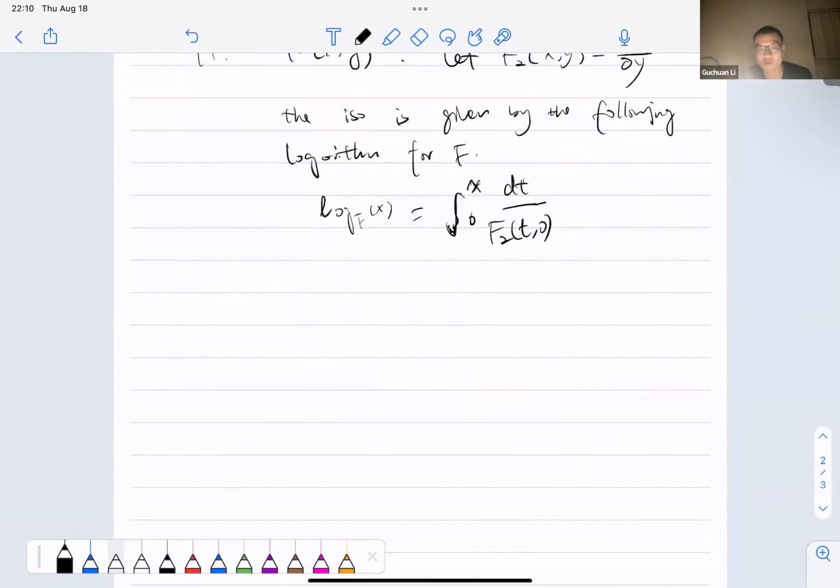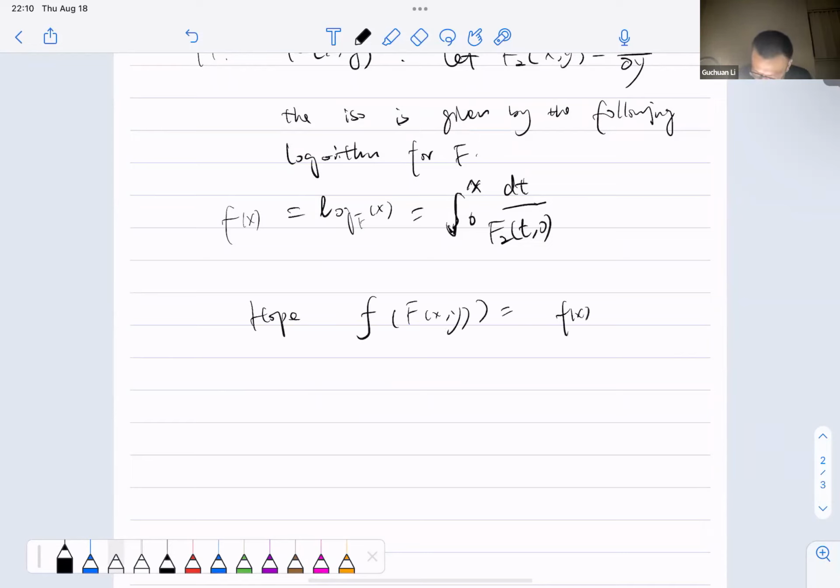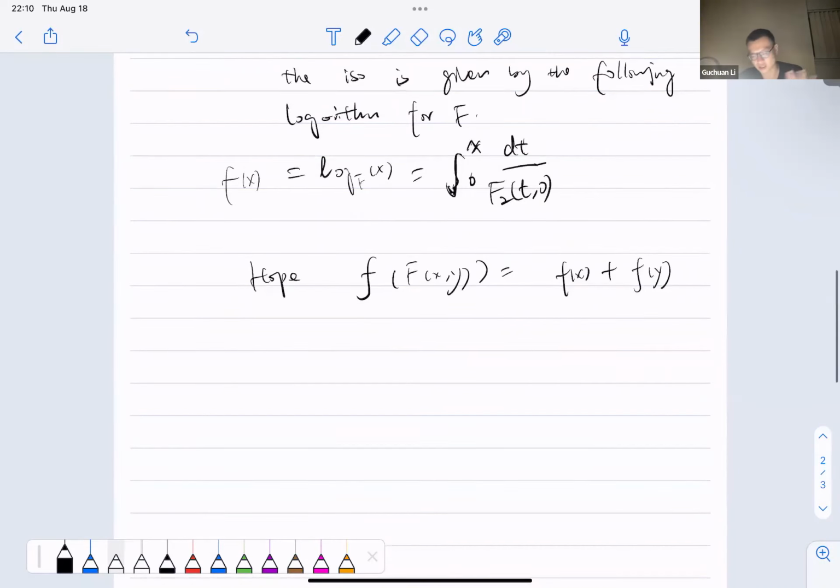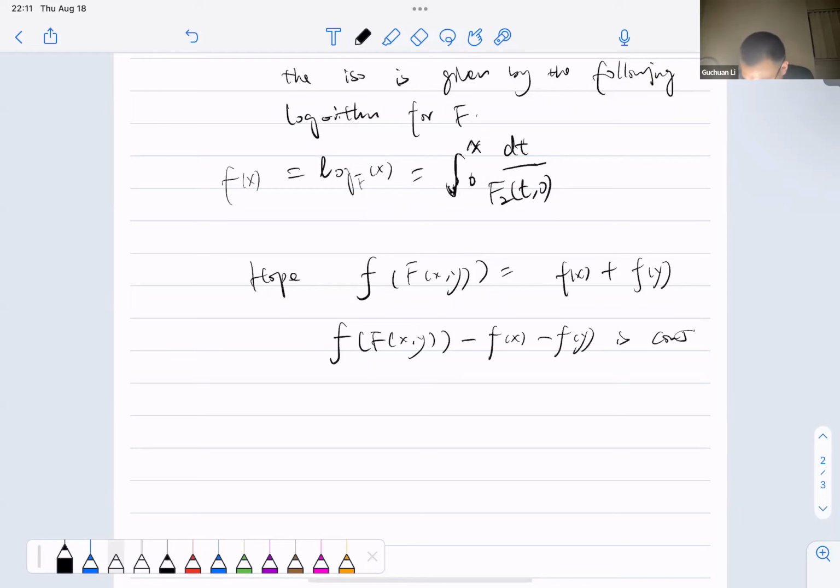So what do we hope? For simplicity, let's call this one f(x), and we hope f(x) satisfies the following condition. I apply f to F(x,y), and that's exactly applying the additive formal group law, f(x) plus f(y). I hope this is true. The proof goes as follows. First, I prove this is a constant function, and I can check it must be constant 0. So it's constant, and that finishes the proof.